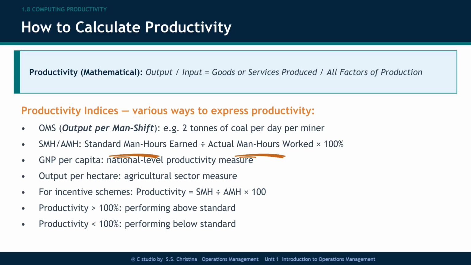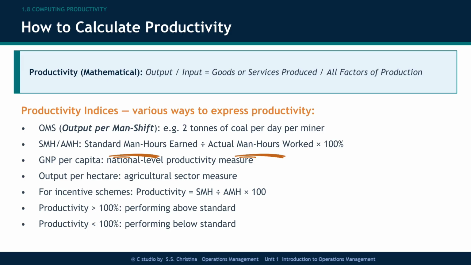OMS, output per man shift, is used in manufacturing and mining. If a coal miner produces 2 tons of coal per day, their OMS is 2 tons per day. Simple, measurable, directly comparable between workers, shifts, or time periods. SMH over AMH, standard man-hours earned divided by actual man-hours worked, multiplied by 100 to express as a percentage. This is the most common formula used in factories with incentive schemes.